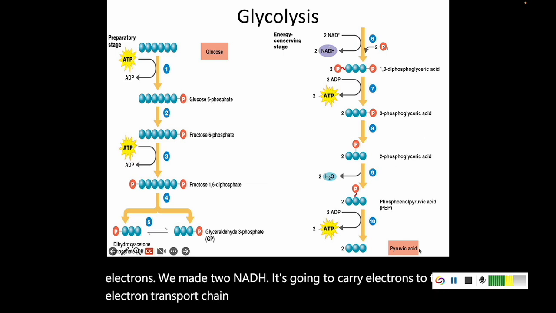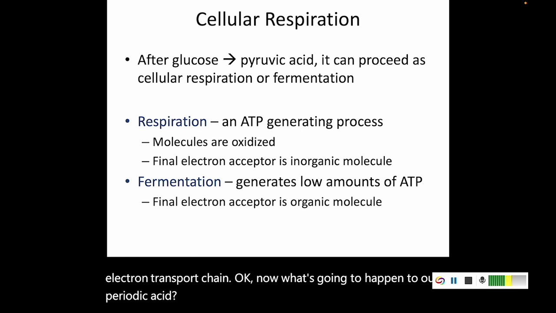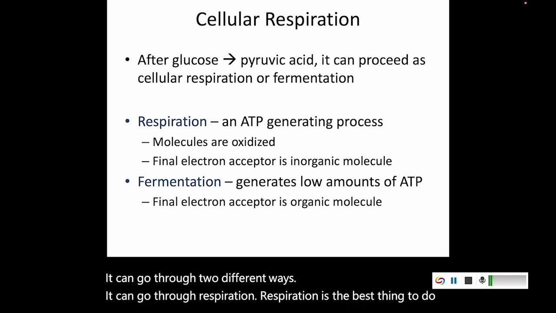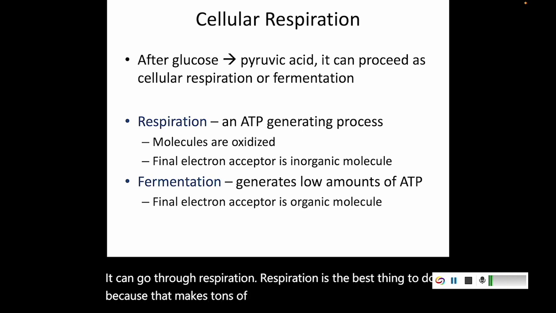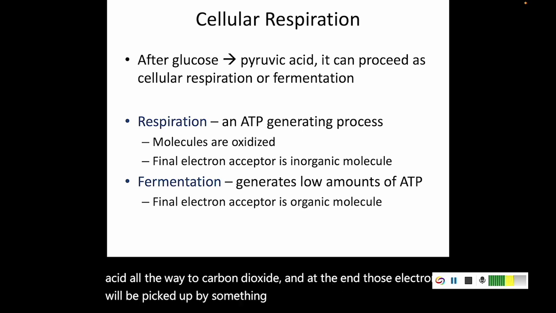Okay, now what's going to happen to our pyruvic acid? It can go through 2 different ways. It can go through respiration. Respiration is the best thing to do because it makes tons of ATP. It's going to oxidize that pyruvic acid all the way to carbon dioxide. And at the end, those electrons will be picked up by something else, oxygen or some other inorganic molecule.